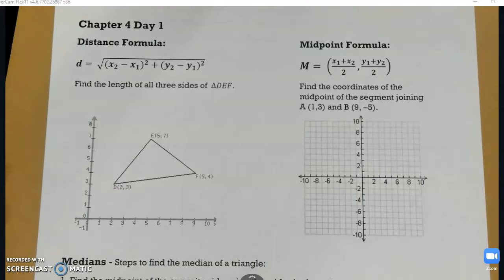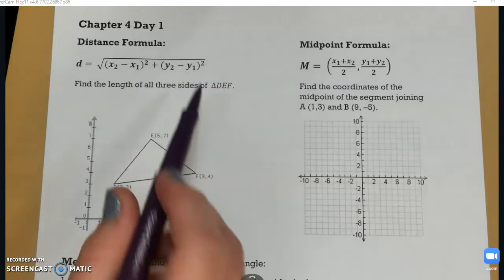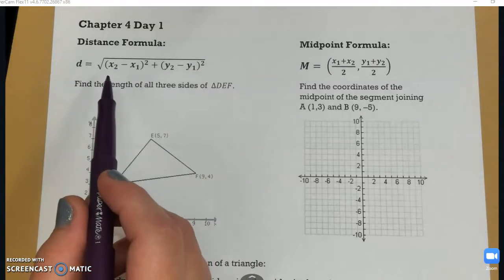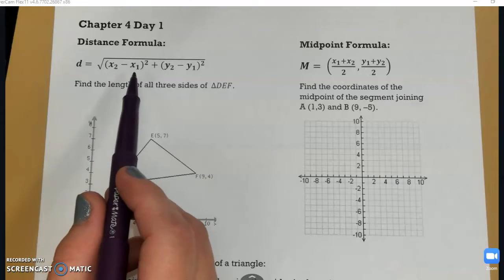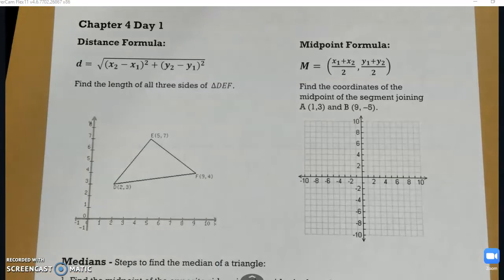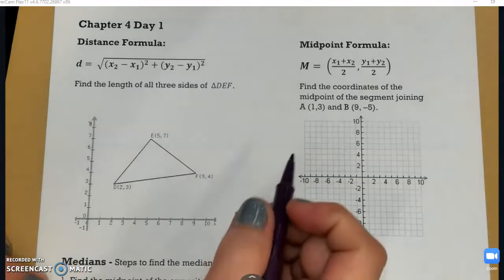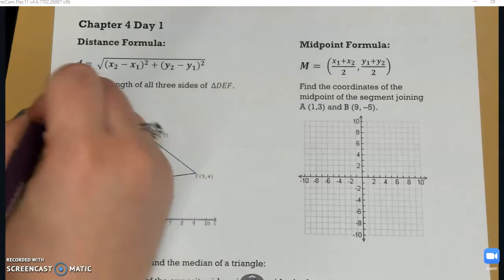So starting with distance formula, this tells me the distance between 2 points, or the length of the segment made by joining those 2 points. So we are going to use this formula, square root of x2 minus x1 squared plus y2 minus y1 squared. And we're going to use that first to find the lengths of the sides of this triangle. So let's find ED first.